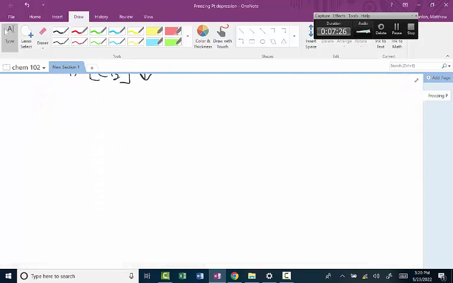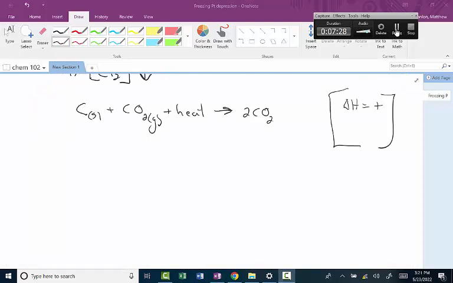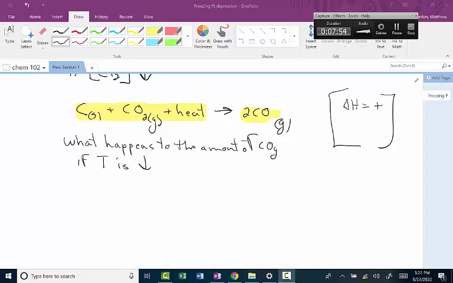Let's do another one. So here's our next problem. We have carbon solid plus CO2 plus heat yields 2CO gas. I got that wrong. Carbon plus CO2 gas. So the question is, what happens to the amount of CO gas if the temperature is decreased?